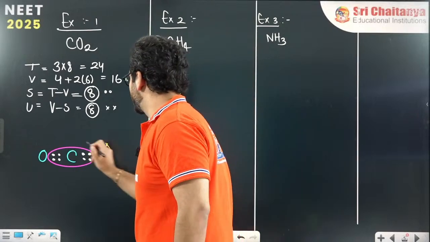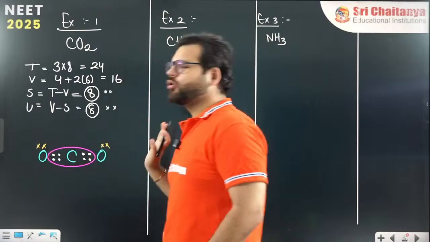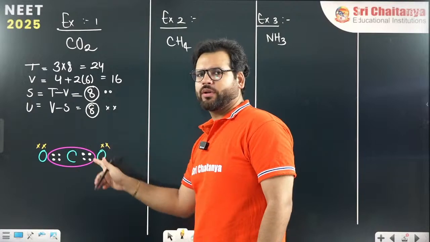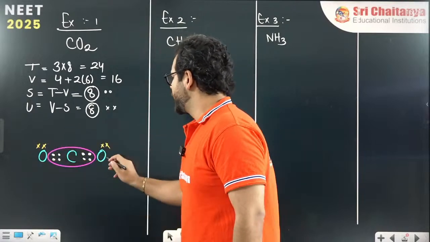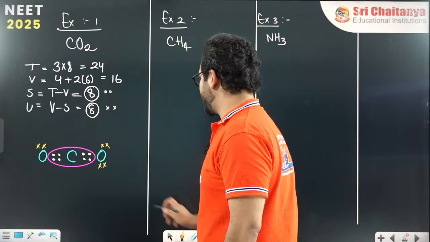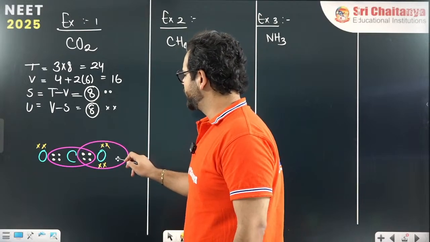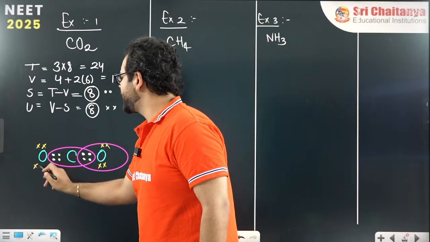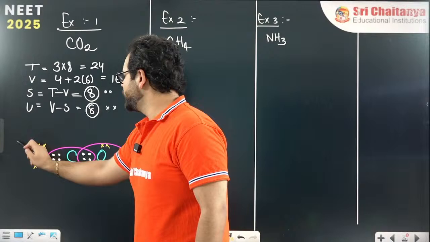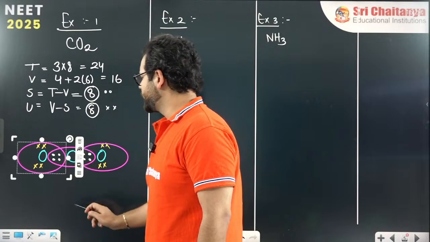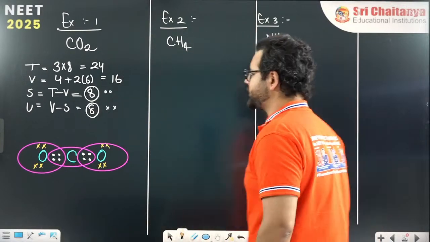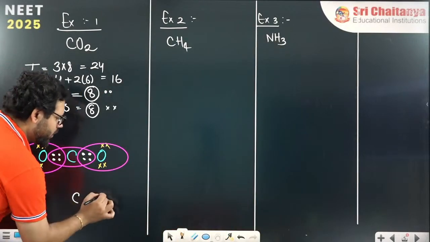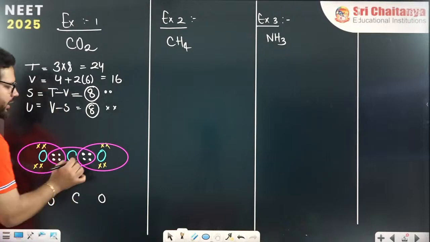1, 2, 3, 4. Till now oxygen is not happy. Oxygen has 6 around it, 1, 2, 3, 4, 5, 6. 6 I have given, 7, 8. This oxygen says I am done, I don't need any more electrons. This oxygen says I am done too. So this is the Lewis dot structure, where I get carbon, oxygen, oxygen.